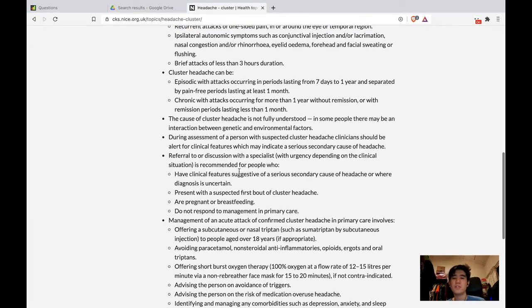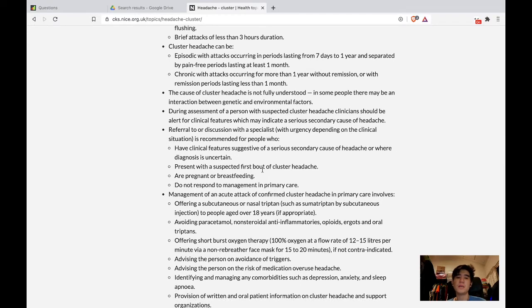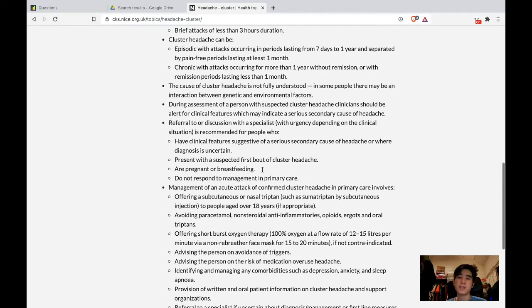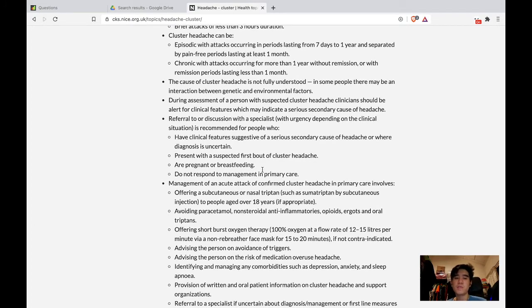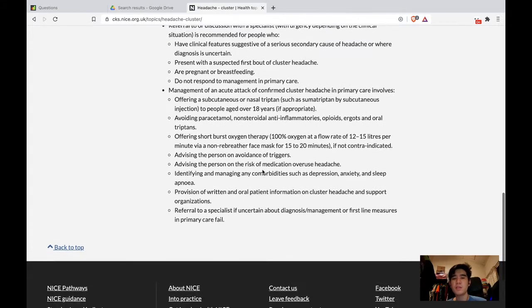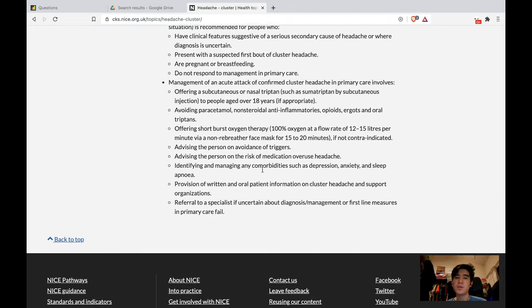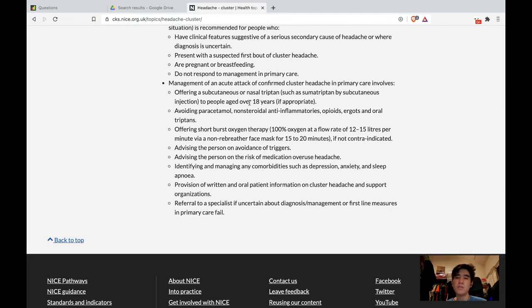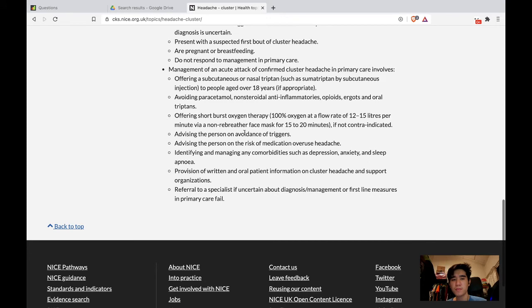Referral to or discussion with a specialist with urgency depending on the clinical situation is recommended for people who have clinical features suggestive of a serious secondary cause of headache or where diagnosis is uncertain, present with a suspected first bout of cluster headache, are pregnant or breastfeeding, do not respond to management in primary care. Management of an acute attack of confirmed cluster headache in primary care involves offering a subcutaneous or nasal triptan, such as sumatriptan, by subcutaneous injection to people aged over 18 years, avoiding paracetamol, non-steroidal anti-inflammatories, opioids, ergots, and oral triptans. Offering short burst oxygen therapy, 100% oxygen at a flow rate of 12 to 15 liters per minute via non-rebreather mask for 15 to 20 minutes, if not contraindicated.